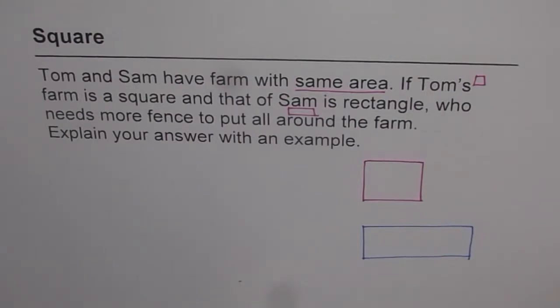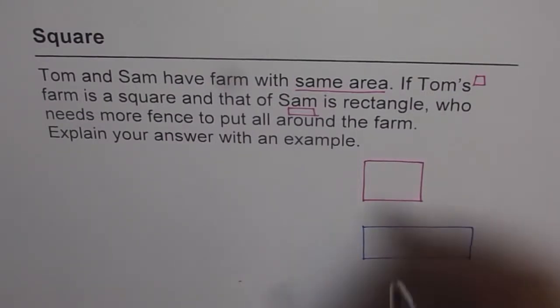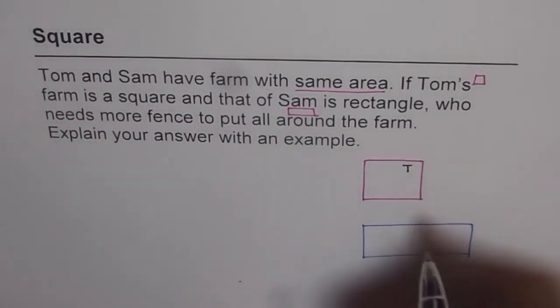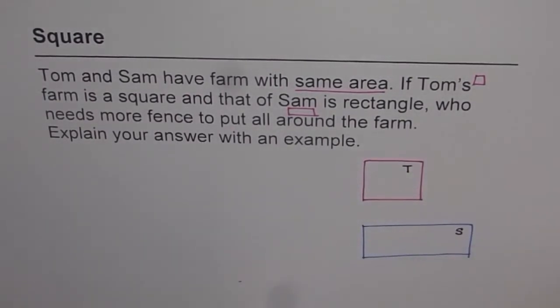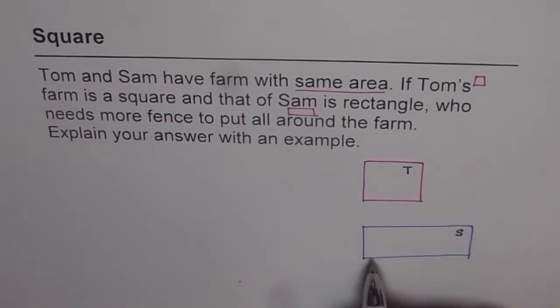So we have these two farms, this belongs to Tom and that belongs to Sam. They have the same area. Now which has more perimeter? Well, you can visualize, guess and answer. It is clear that Sam has more fencing to put around than Tom. But how can we be sure about it?